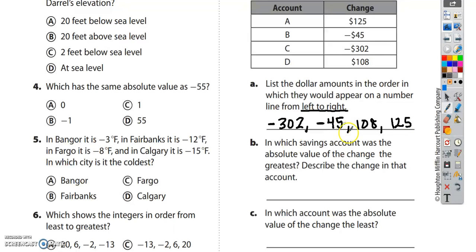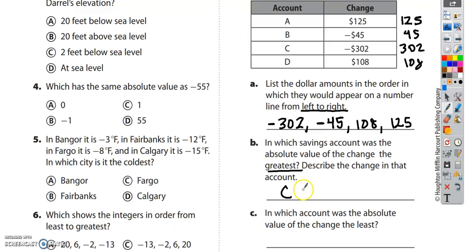Question B reads, in which savings account was the absolute value of the change the greatest? Describe the change in that account. So we're talking about the greatest absolute value here. If you think about the change in all these numbers, the change in account A was a positive 125, but it was 125. The absolute value of 125 is 125. Negative 45, the change is 45. Negative 302, the change is 302. We're just finding the absolute value of all these. The change in positive 108 is 108. So it's asking the value of the change the greatest. The answer is account C.